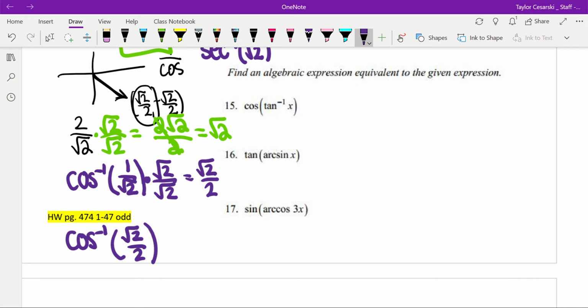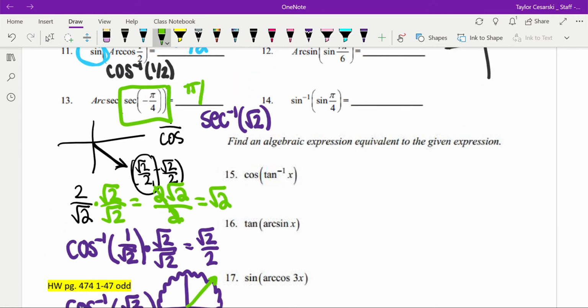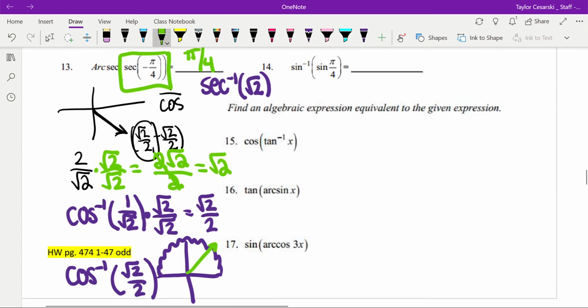I'm asking myself, cosine inverse of square root of 2 over 2 within my interval 0 to pi. I know my x has to be positive, so I have to be over here, and square root of 2 over 2 is going to be at pi over 4. That was a fun one.